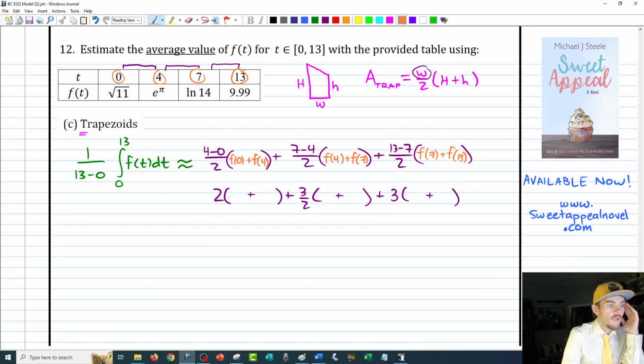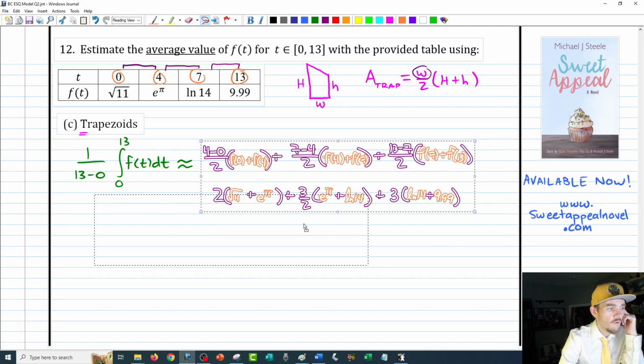Reading out of the table, we're going to get root 11 plus e to the pi. We're going to get e to the pi plus the ln of 14. And we're going to get the ln of 14 plus 9.99. Now, there are ways to combine this all together, but I honestly think that it doesn't make it any better. I think that we've got this as good as we're going to get.